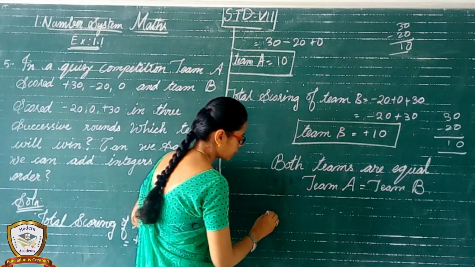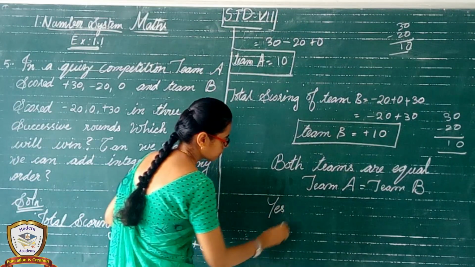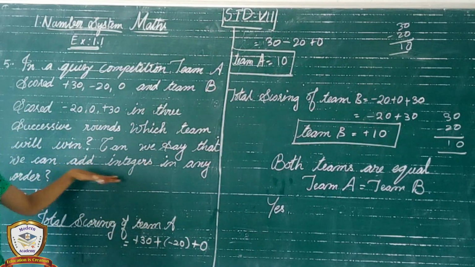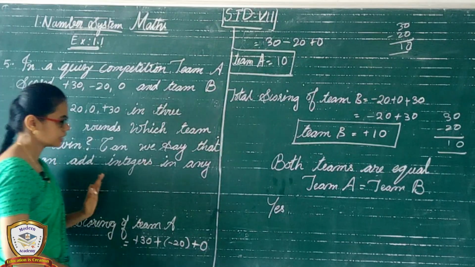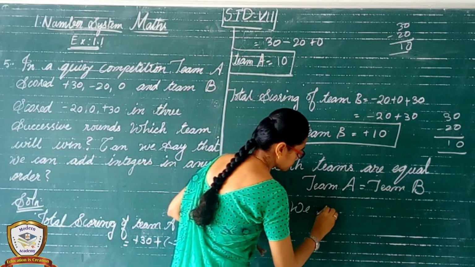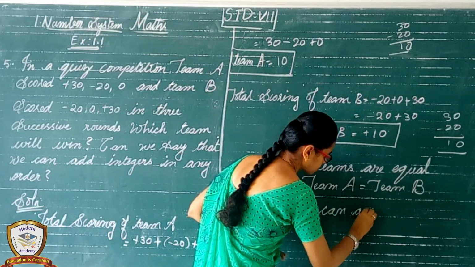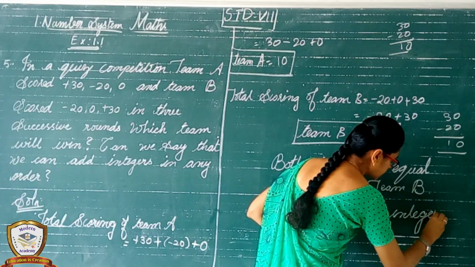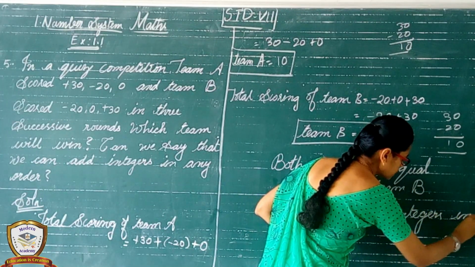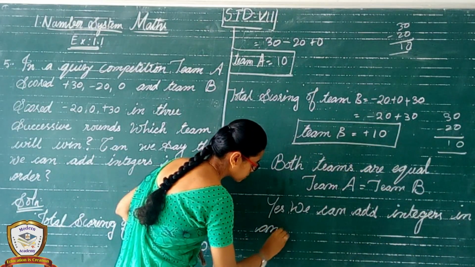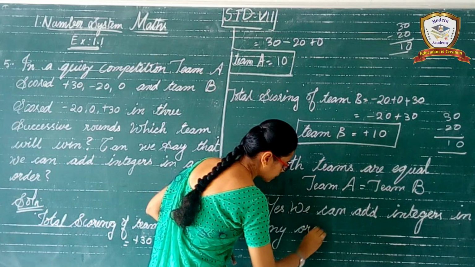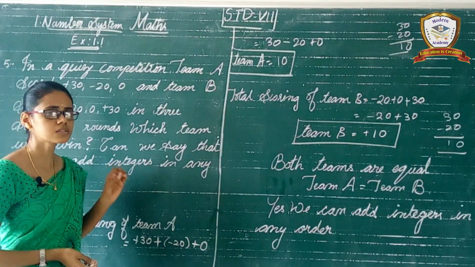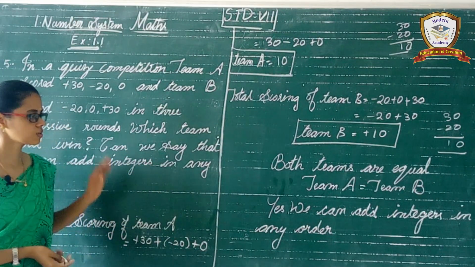Okay, so finally we have to write: yes, we can add any integers in any order. We can add integers in any order, which means the answer will be the same and does not change. Okay, can you understand this?